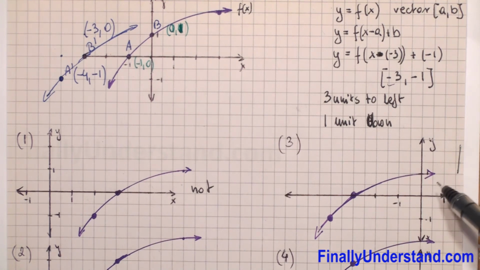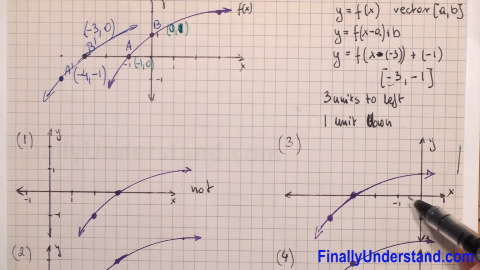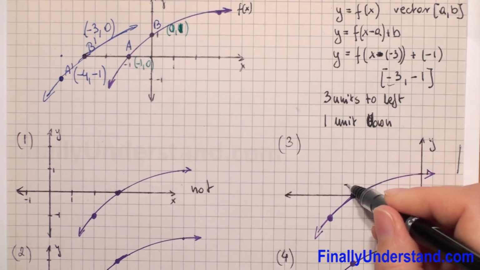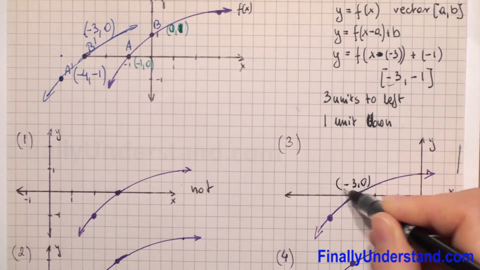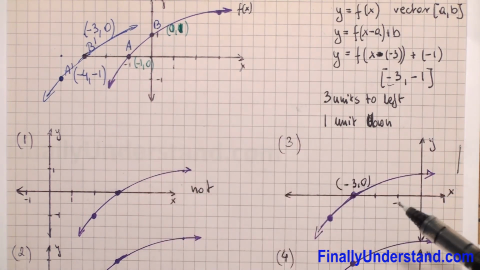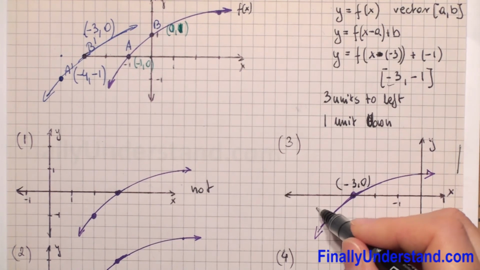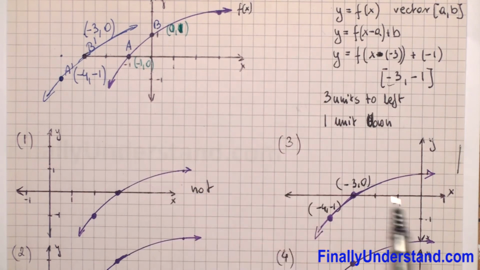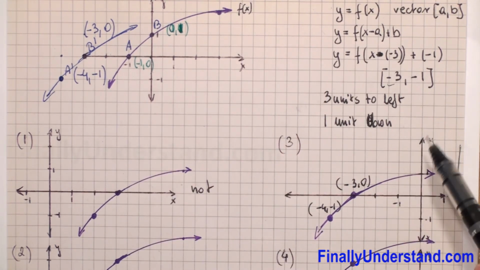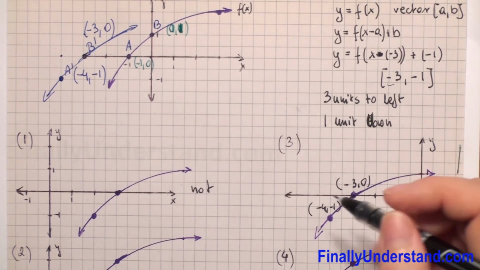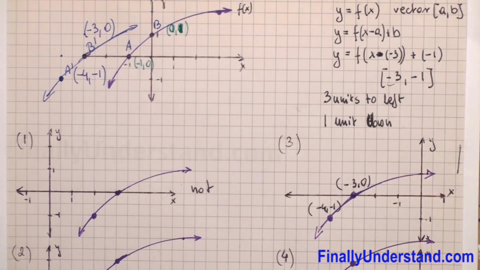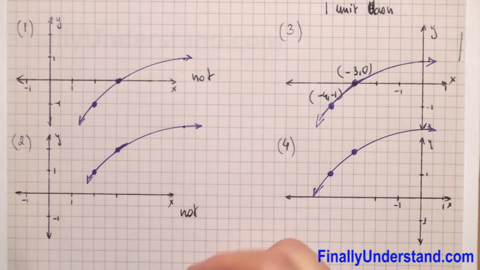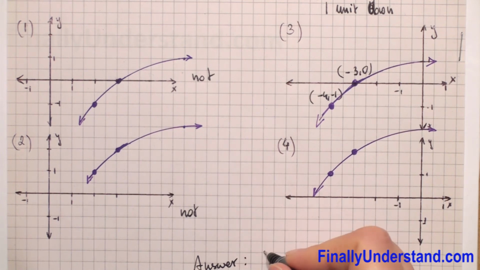The third, what do we have? We have point negative 3, 0, exactly the same, and we have point negative 4, negative 1, exactly the same points which we obtain after we move our graph 3 units to the left and 1 unit down. So this is our solution. We can write the answer as 3.